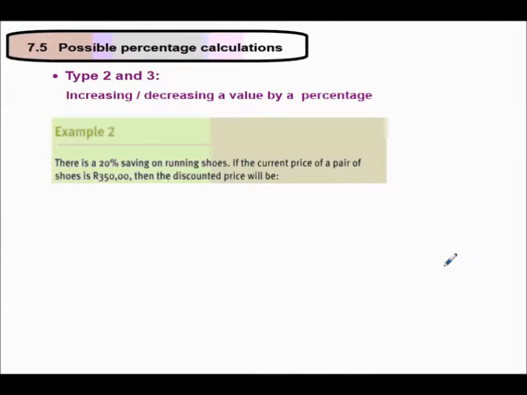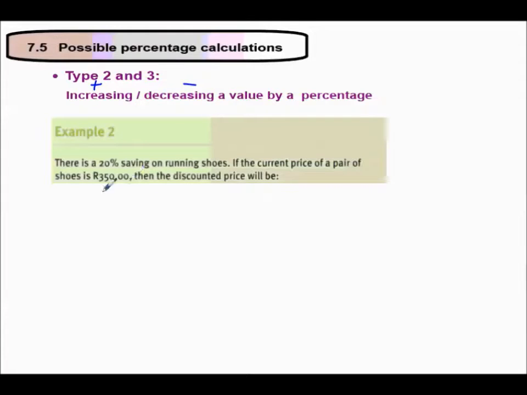That was type 1. Type 2 and 3. Type 2 is increasing a value by percentage. Type 3 is decreasing a value by percentage. Increase means you're going to add. Decrease, you're going to subtract. There's a 20% saving on running shoes. If the current price of a pair of shoes is 350 Rand, then the discounted price will be, okay, what are we going to do?